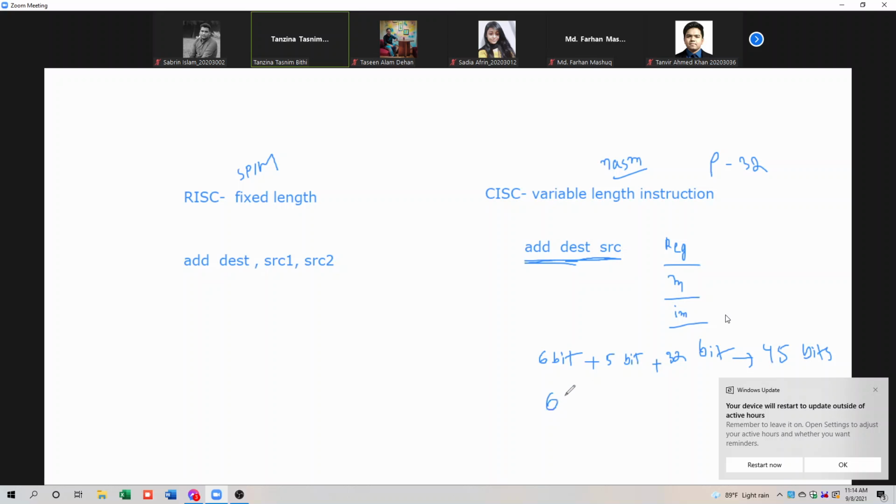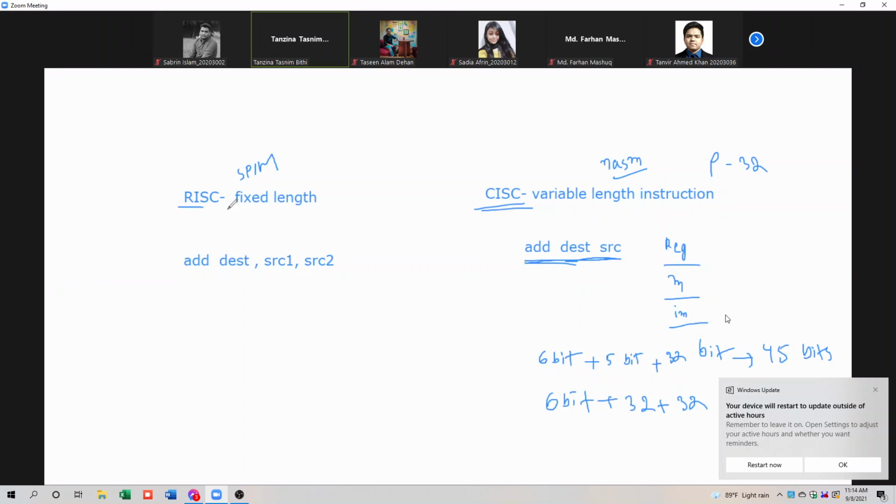Now your destination operand can be a memory address. At that time, what will be the length of the instruction? If both the destination operand and source operand are memory addresses, then the total number of bits will be 70. Right? Now you can see that for different addressing modes, the length of the instruction will be different, in which processor? In the CISC processor.